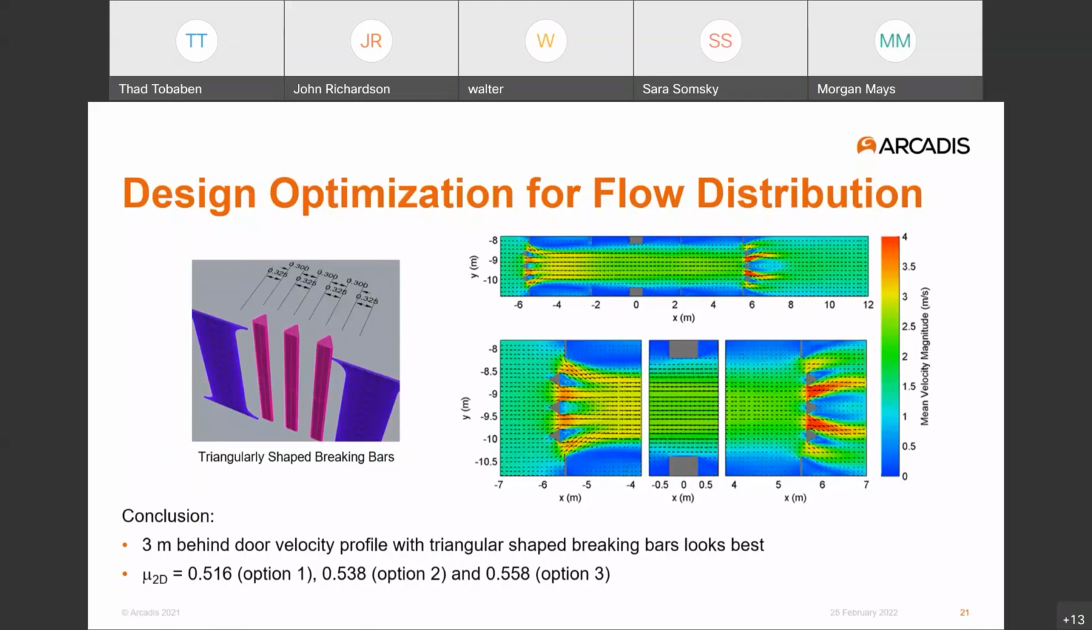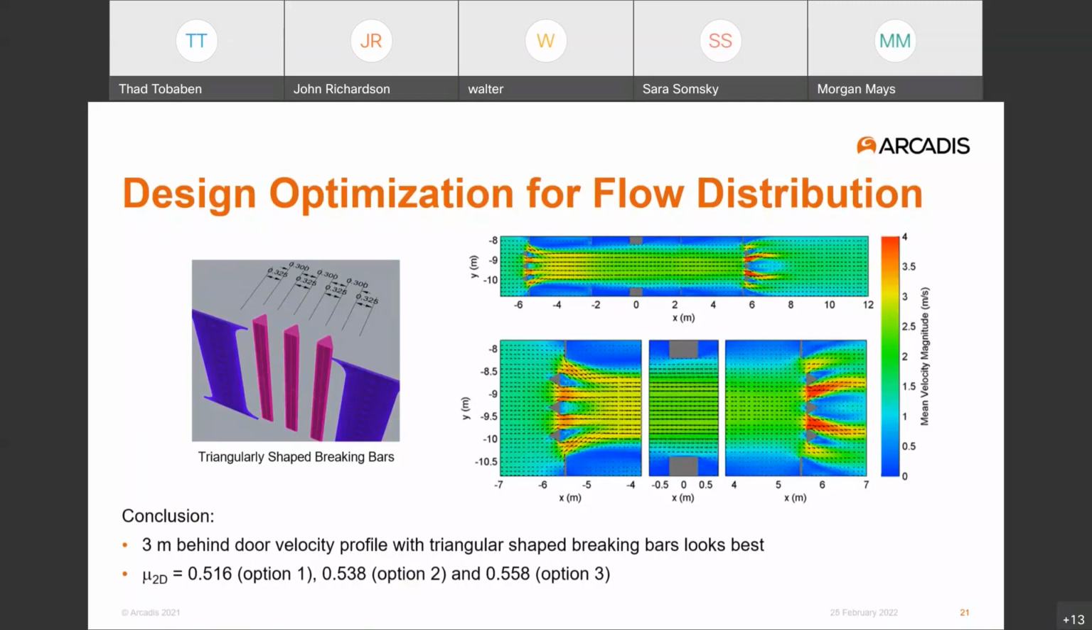Obviously, not all the vectors are shown, but they show the flow going from the left to the right through one of the doorways, and they show the orientation of what we'll call the new braking bars. So they're triangular in shape, and then they're positioned not within the tubes, but on the face of the doorway.